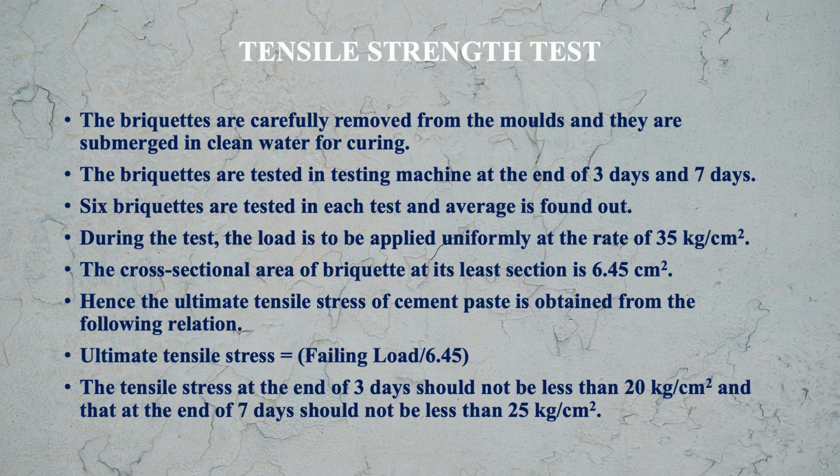The cross-sectional area of the briquette at its least section is 6.45 centimeter square. Hence, the ultimate tensile stress of cement paste is obtained from the relationship: ultimate tensile stress equals failing load divided by 6.45, because stress is load upon area. Here that failing load we have noted down. Now area we are taking at the smallest area, means at the least section, and at the least section the area is 6.45 centimeter square.